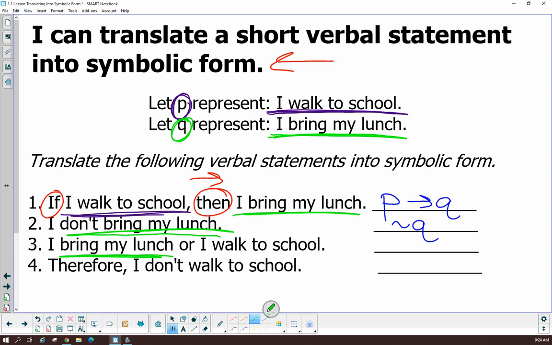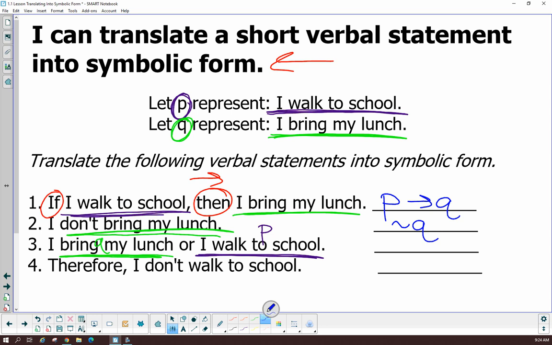Again, here I see bring my lunch, walk to school. Another strategy for dealing with these sentences, if you don't have different colors, you might just actually write the letter on top. So you could write P there when you see I walk to school. You could write Q when you see I bring my lunch. Whatever works best for you. It's good to organize your thoughts before you try to give an answer.